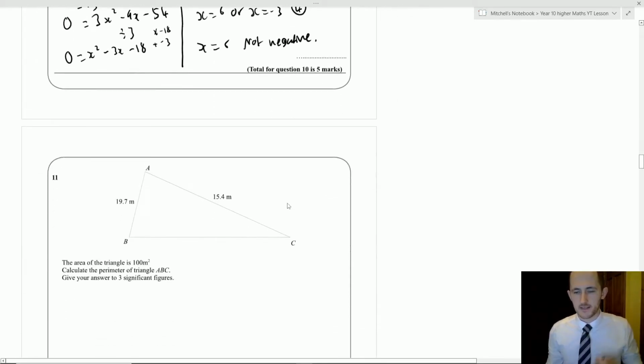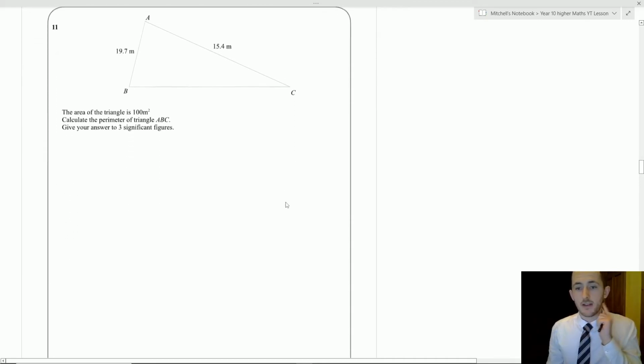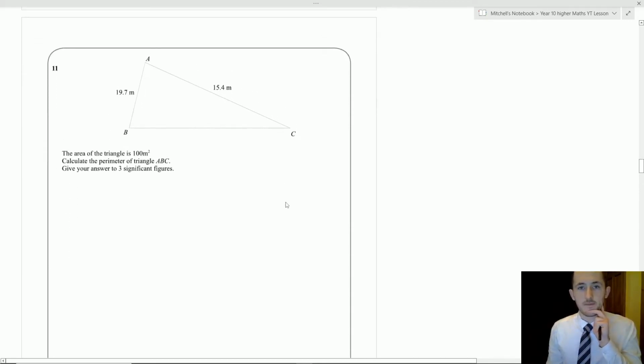Perfect. Yeah, so the only other style of question that you can find is something like this. Calculate the perimeter of the triangle. Okay? So I'm going to go through the area right after this. It's really not that tricky. Calculate the perimeter of the triangle. All you need to do is work out this third side here. Okay? So they give us the area of the triangle.